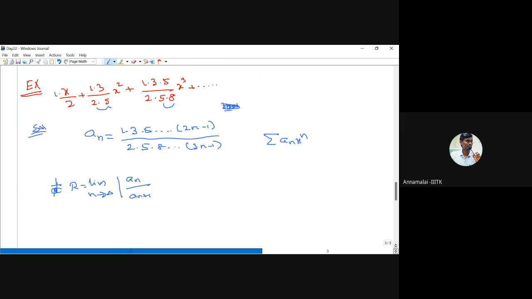Otherwise, if you want to use the original formula, then take 1 by r equal to limit n goes to infinity modulus of an plus 1 by an. Since all the ans are positive, there is no need to write the modulus. Therefore this is equal to limit n goes to infinity an plus 1, that is, substituting n equal to n plus 1, we get 1 into 3 into 5 and so on.